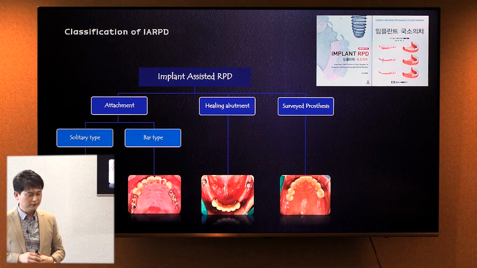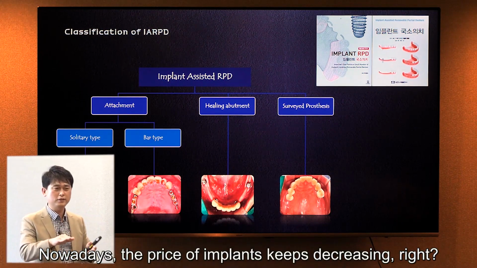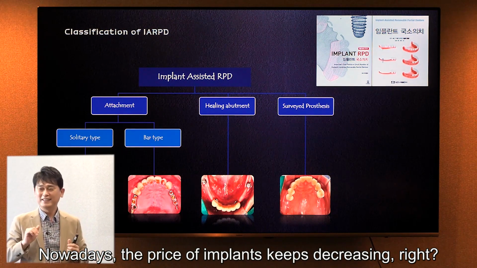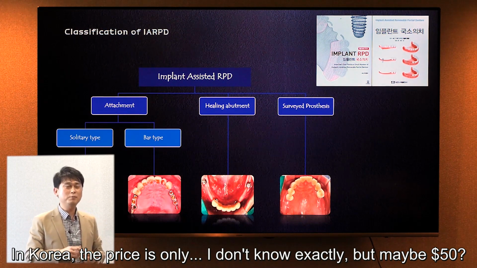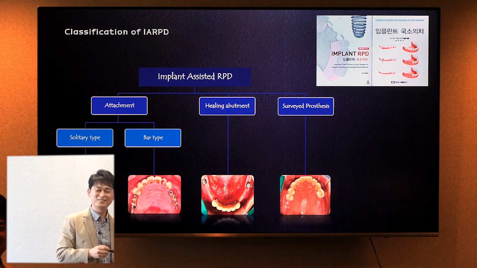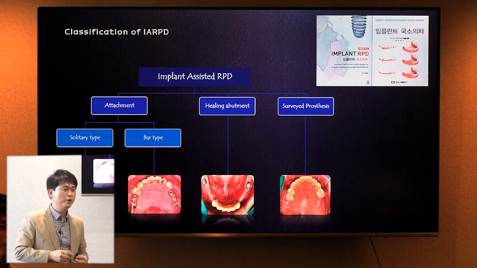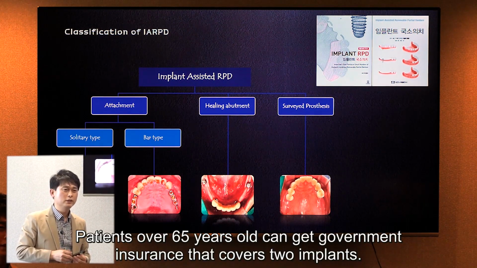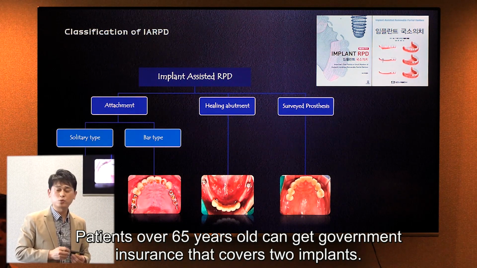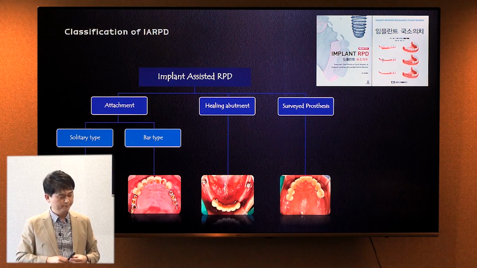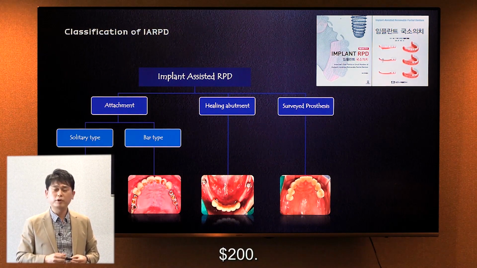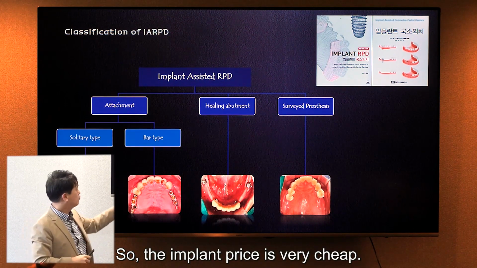Nowadays the price of an implant is lower, right? In Korea the price is, I don't know exactly, anyway, about a $50 implant for one implant. Especially patients over 65 years old can get government insurance for 2 implants. So they pay only about $200 per implant. So the implant price is very cheap.